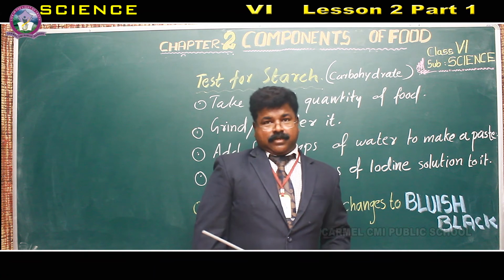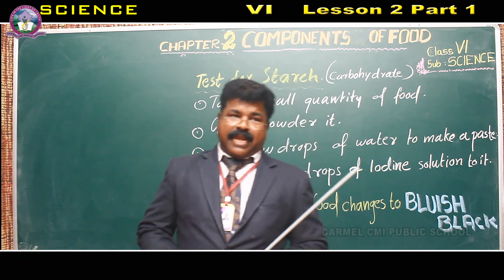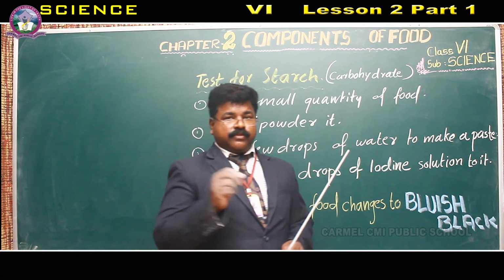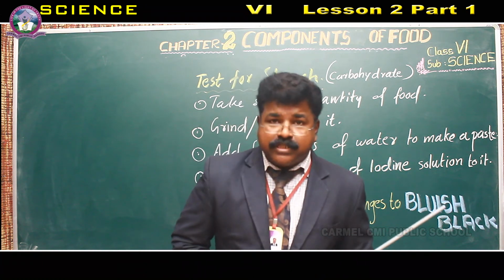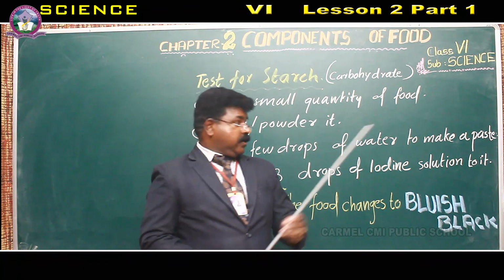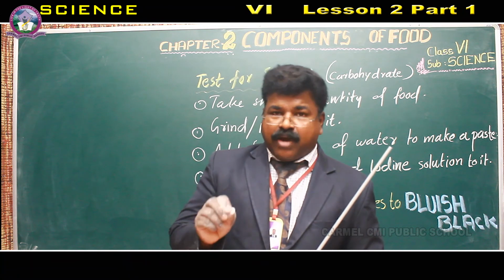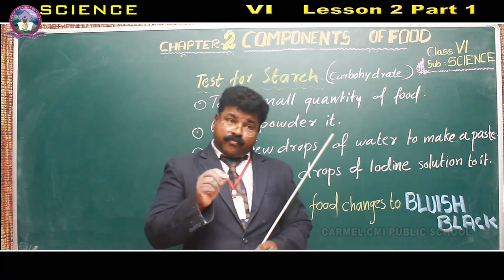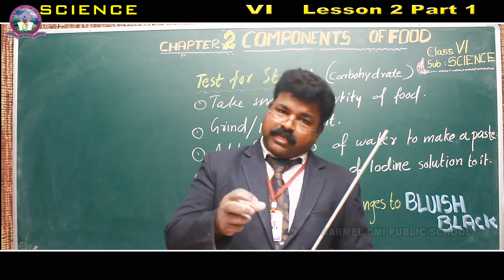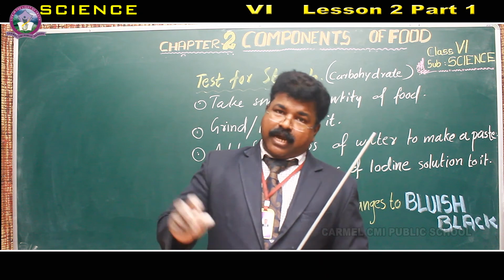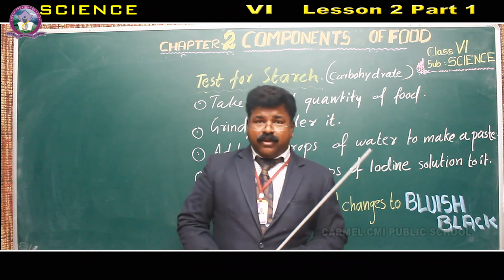bluish black color. For example, you can take a potato. If you take a slice of potato and pour some iodine solution into it, gradually you can find the color of that potato changes into bluish black color. Or otherwise you can take some cooked rice, and it should be made into a fine paste. And into that food paste you can add 1 or 2 drops of iodine solution. Then its color will be changed into bluish black color. First it will be bluish, gradually it changes into black color, you can observe.